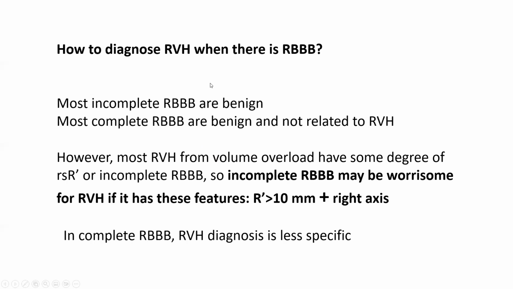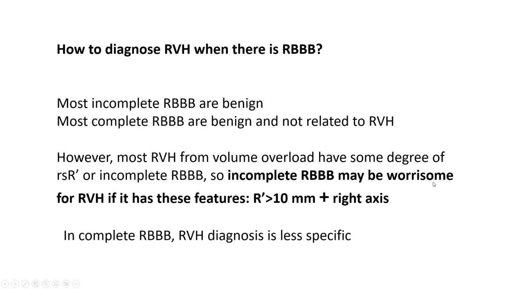And how to diagnose RVH when there is right bundle branch block? Know the following idea: most incomplete and complete right bundle branch block are benign and not related to RVH. And in a lot of Nordic studies, they are not associated with impaired long-term cardiac prognosis. On the flip side, most RVH from volume overload has some degree of RSR prime or incomplete or even complete right bundle branch block. All this being due to the sluggish spread of depolarization across a dilated right ventricle.